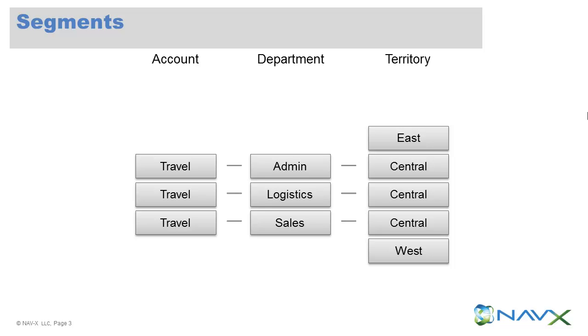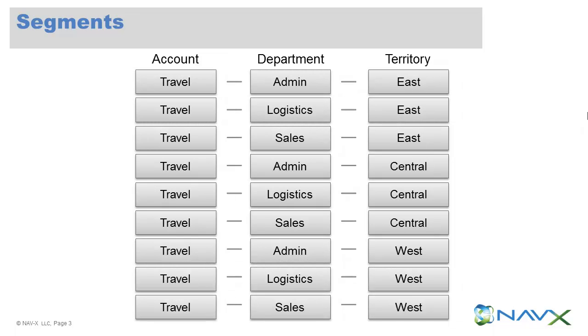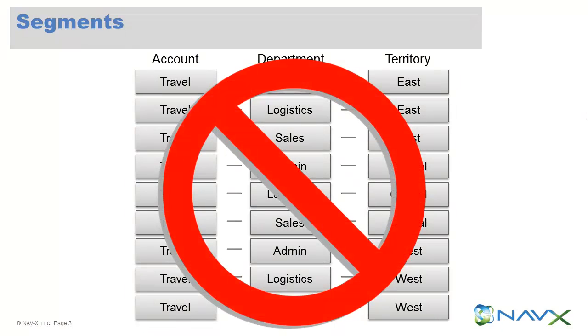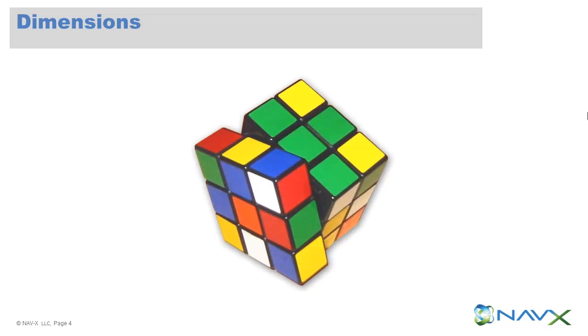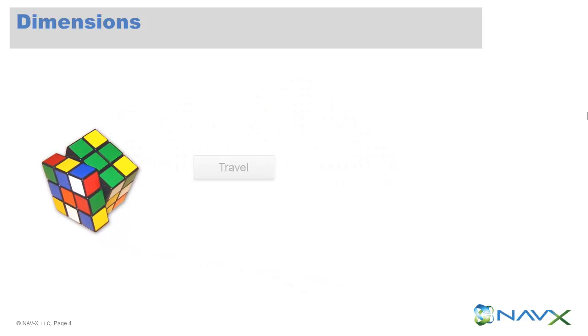Because if we have East, Central, and West, then we have to have 9 separate segmented entries in our chart of accounts in order to meet the need of every combination possible. This we do not want. Now let's look at the NAV-X way. What if we built the NAV-X system in such a way that it was like a Rubik's Cube, so you could twist and slice and dice and see the information or enter information in any combination that you wish? Well, that's exactly what we've done.